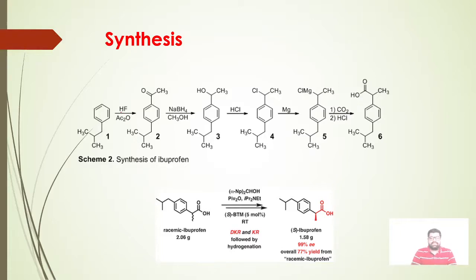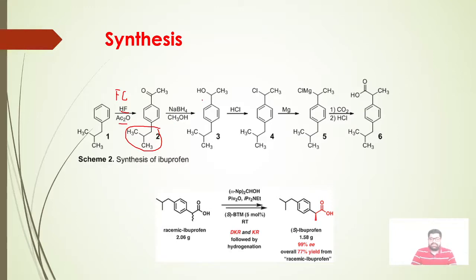So the first step is treatment of this benzene ring with HF and acetic anhydride, that is the FC acylation reaction. So the benzene ring is acylated with acetic anhydride, and as you know that this alkyl group has a plus I effect, the acylation is directed at the 4 position, and we get the 4-acyl derivative. Now once we have this keto compound, it is treated with NaBH4 and methanol. So the keto will be reduced to the alcohol in the presence of NaBH4 and methanol.